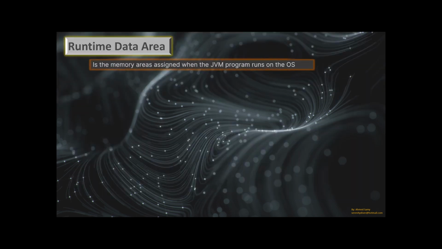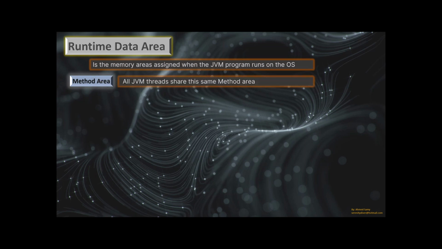Runtime data area is a memory area assigned when the Java virtual machine program runs on the operating system for the first time. Method area: all Java virtual machine threads share the same method area. Method area stores class level data, including static variables, for example, such as the following.